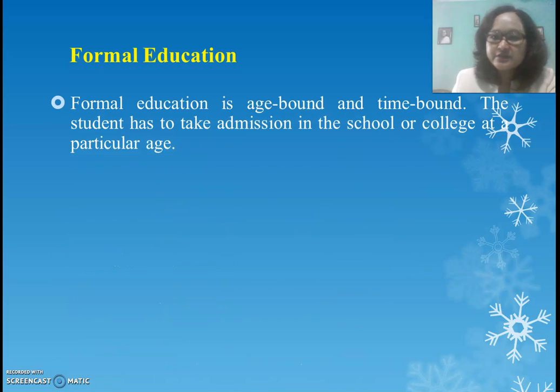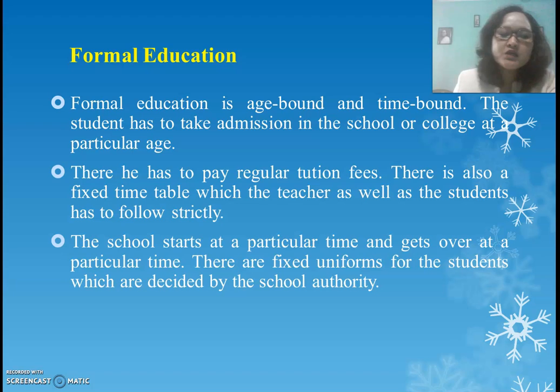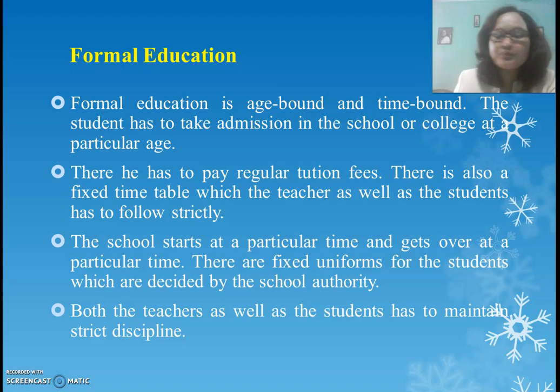Formal education is age bound and time bound as well. The student has to take admission in the school or college at a particular age as well as at a fixed time period given by the institution. The student has to pay regular tuition fees, and there is also a fixed timetable which the teacher as well as the students have to follow strictly. The school starts at a particular time and gets over at a particular time, and there are fixed uniforms for the students, decided by the school authority. Both the teachers and the students have to maintain strict discipline in the institution.